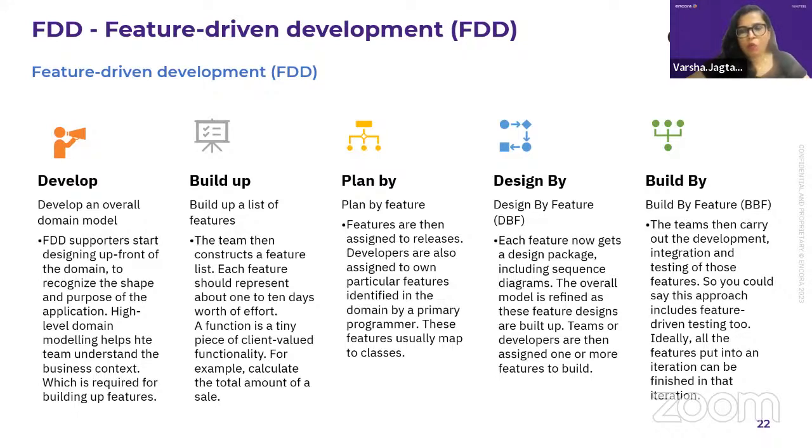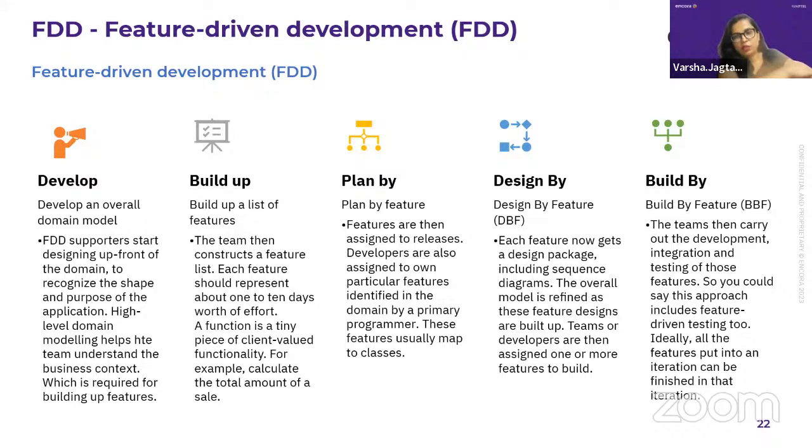Okay. Now each feature has a design package including a sequence diagram. The overall model is defined as these feature designs are built up. Teams or developers are then assigned one or more features to build. I mean, from here, your iterative mode starts.